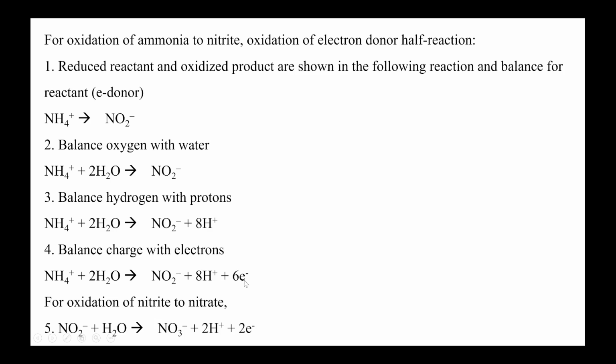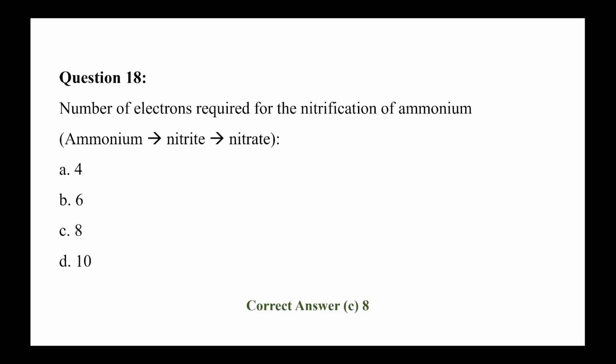So 6 electrons for the oxidation of ammonium to nitrite and then 2 electrons for nitrite to nitrate. That means a total of 8 electrons are required for conversion of ammonium to nitrate. So nitrification of ammonia, that is ammonium to nitrate, the whole process requires 8 electrons.